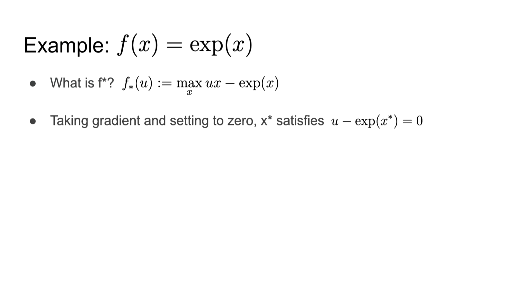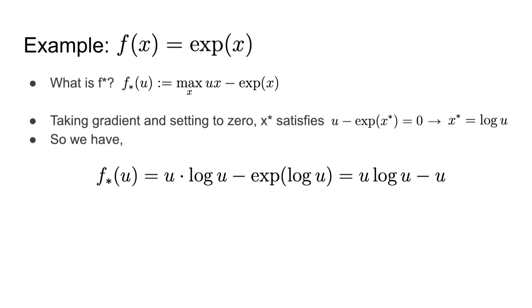So first, what's the optimal x? Well, we take the same approach. We say, well, the gradient has to be 0 at the optimal x. So x star satisfies this equation. U minus exponent of x star is 0, which means that x star is just log of u. And so we plug that x star back into the expression and get the conjugate of u is u times log u minus exponent of log of u, which is u log u minus u.